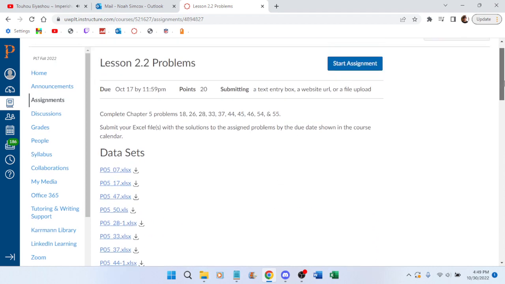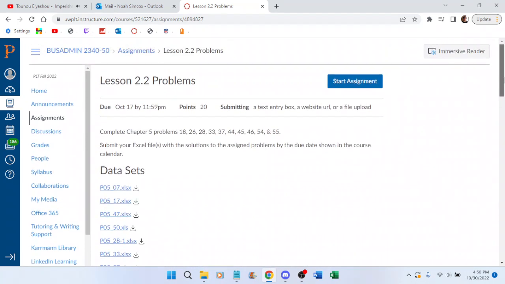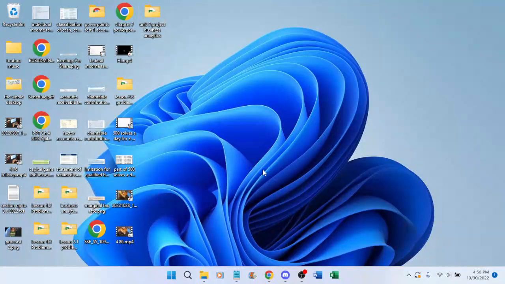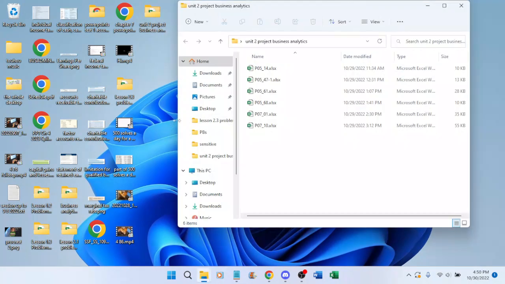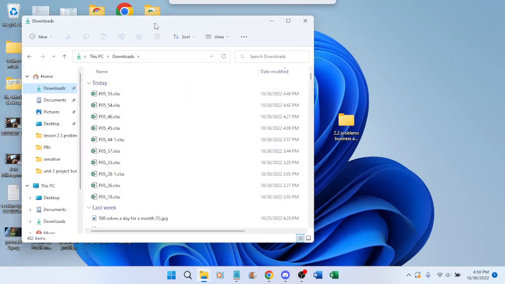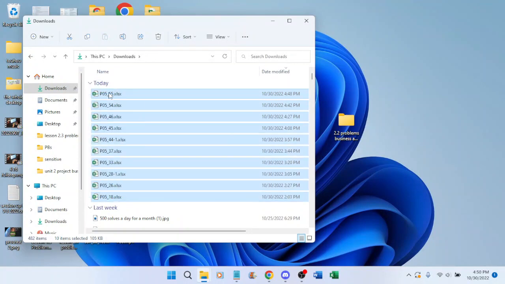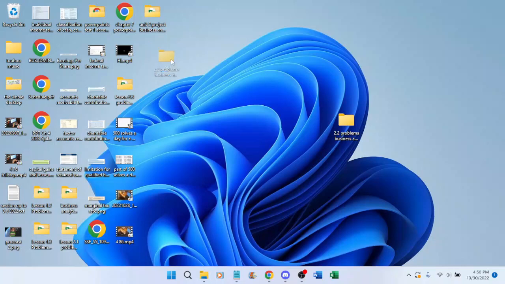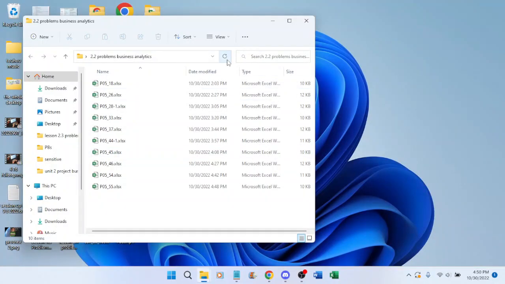It's going to be so tedious to submit this. Why can't I just drag and drop them into a submission thing? First, I need to create my folder. There's 10 here. So there it is. That's a lot of problems.